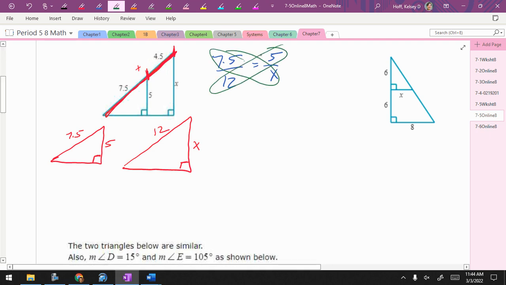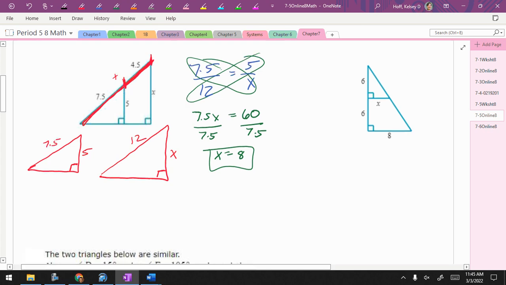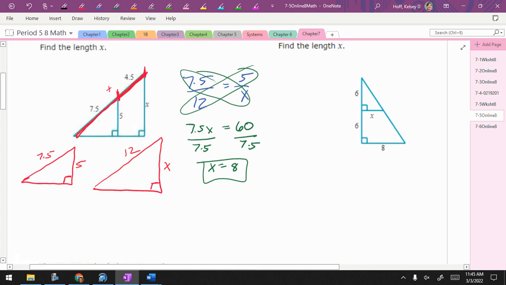This is where people were having issues. Show your work. Don't skip steps. 7.5x equals 12 times 5, which is 60. Then I divide by 7.5. X is 8. Should be 8. Okay? On your own, try the one on the right.